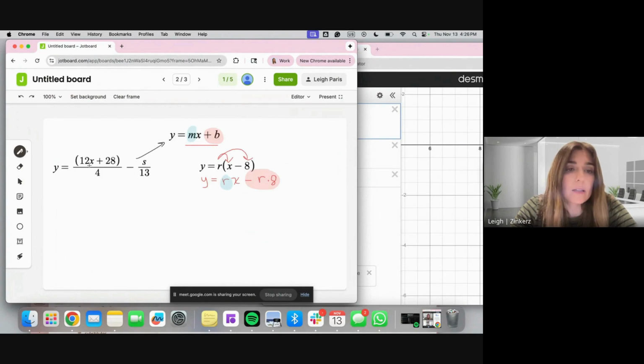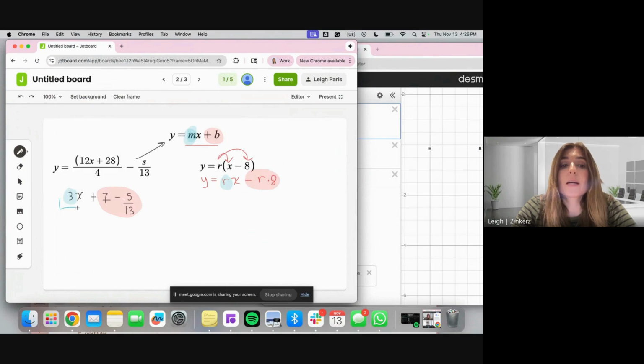So let's simplify the 12x plus 28 over 4. 12 over 4, we've got 3x, plus 28 over 4 is 7, minus s over 13. Again, if we use structure here, we can notice that the number in front of x is our slope. I want to use the highlighter. So 3 is our slope, and the 7 minus s over 13 is our y-intercept. So we're going to use structure to match these up.